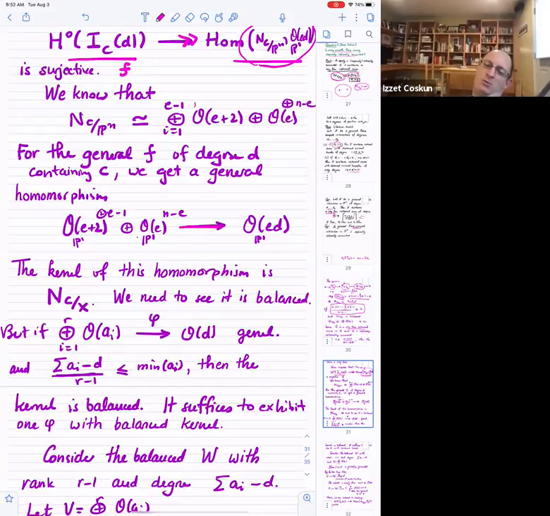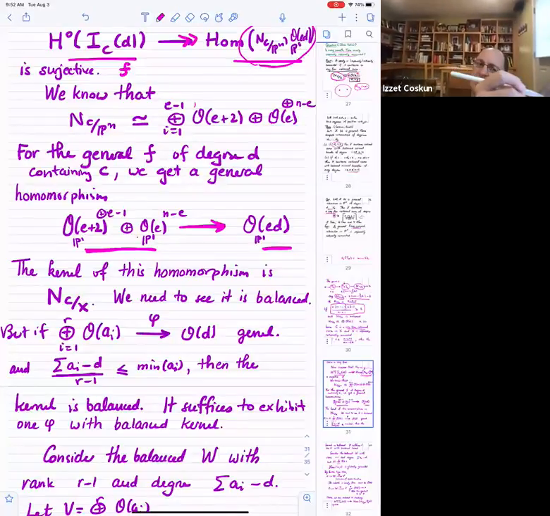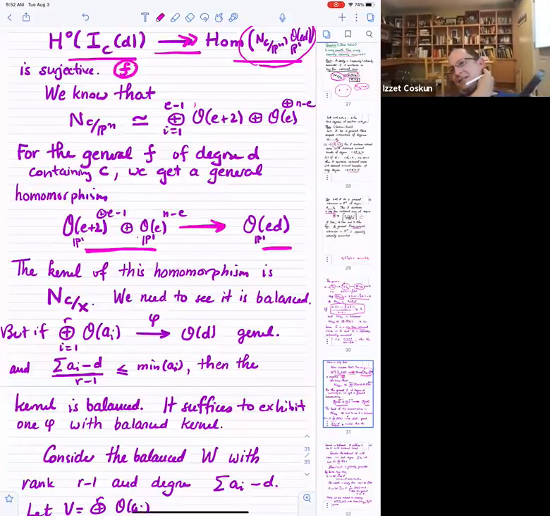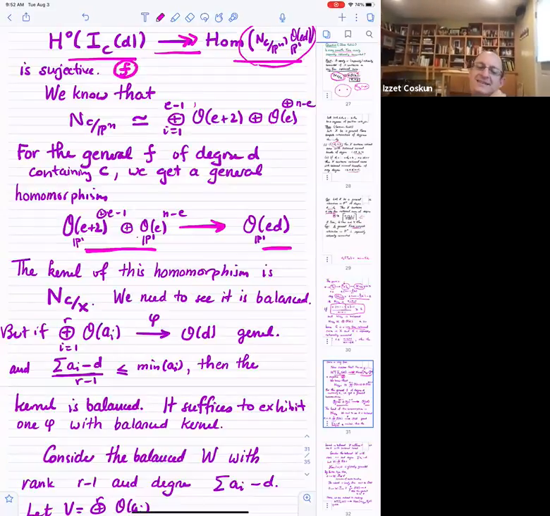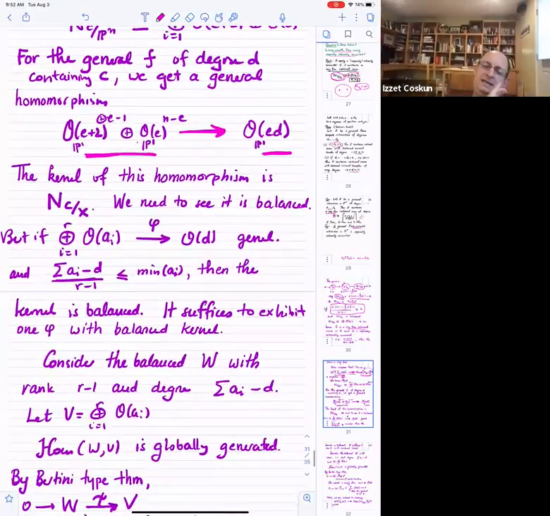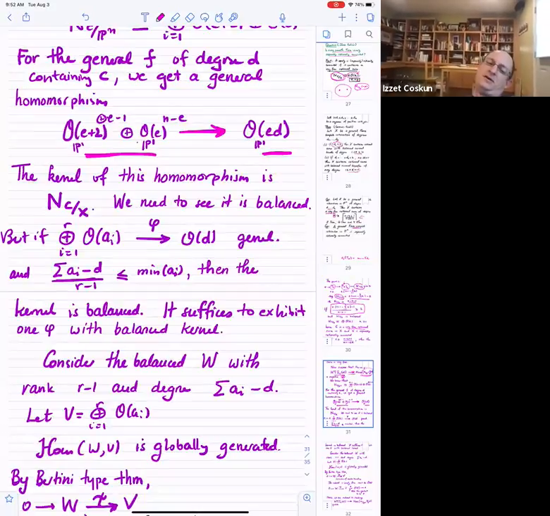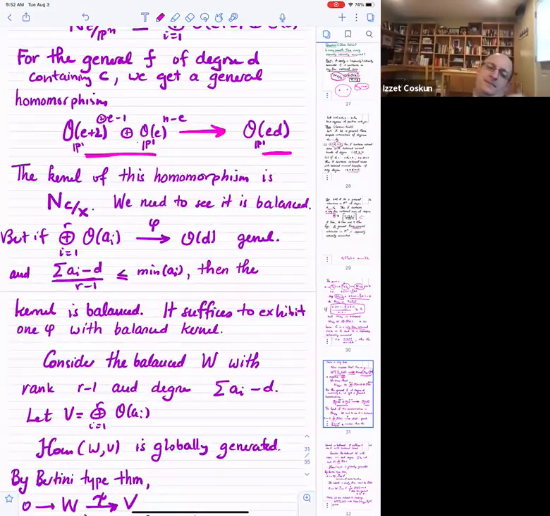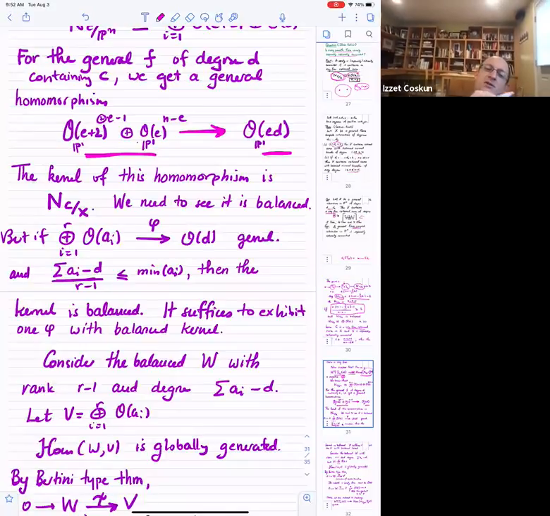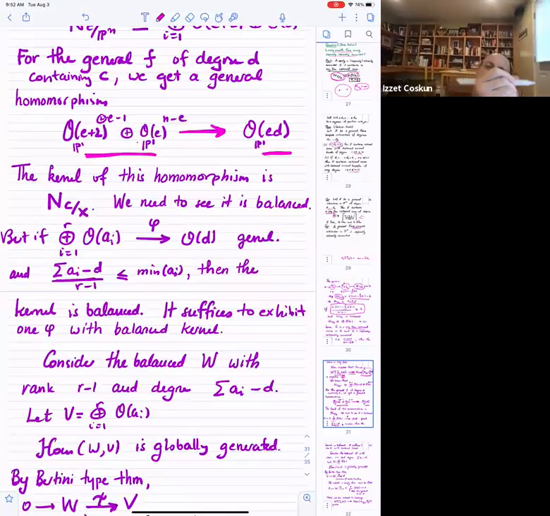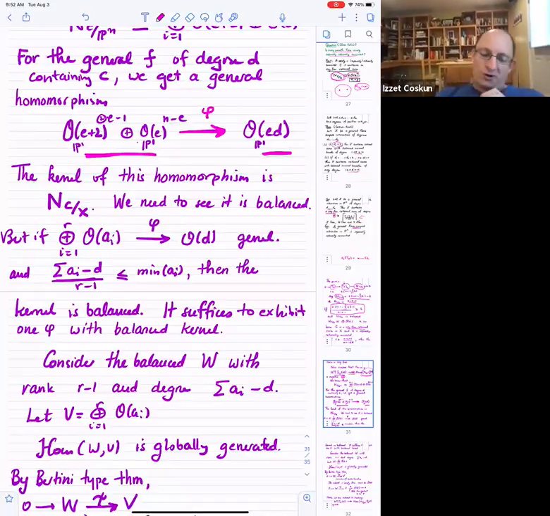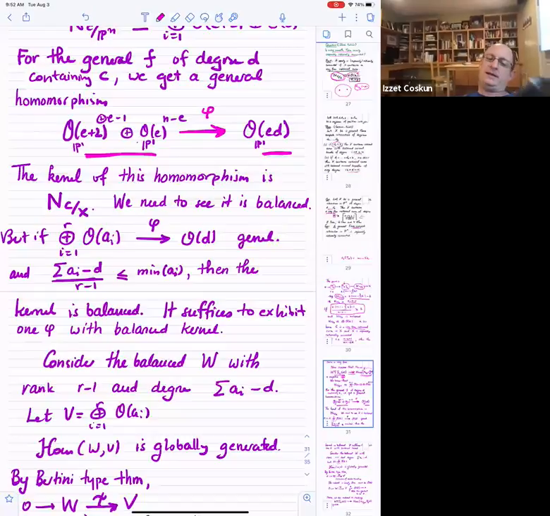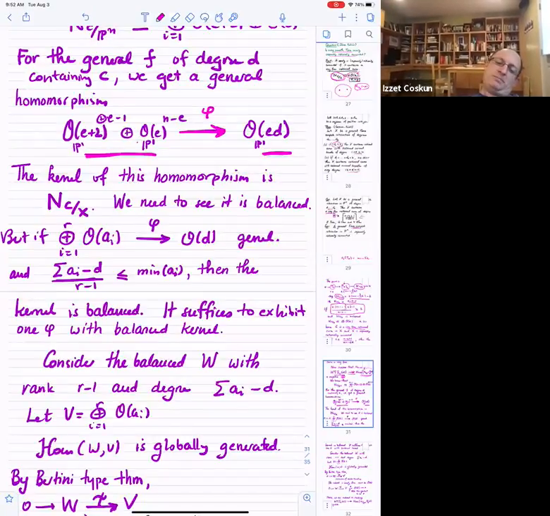So now I'm looking at homomorphisms from this normal bundle that we know to this bundle. And the question is: is the general kernel balanced? If the general kernel is balanced, and this map is surjective, then I can find an equation such that the normal bundle is balanced. The fact that the general kernel is balanced is relatively easy. This is a basic Bertini type theorem. So it's enough to produce one map where the kernel is balanced, and the general one will be balanced. So we need to see that it's balanced, but let's play this game.